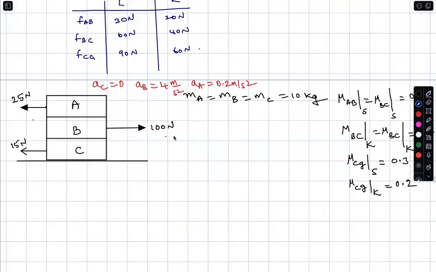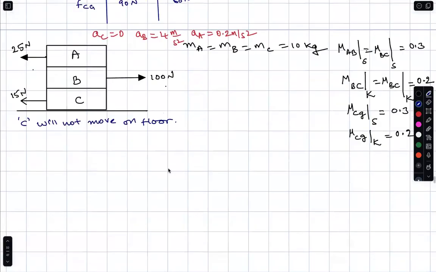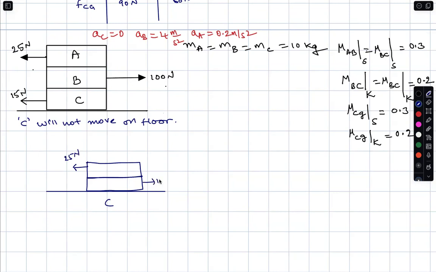So therefore, in this case, C will not move on the floor. That's all. So my problem is, now the floor is C, because C is not moving. Now it is becoming a 2-block problem. What is a 2-block problem? The force is 25 newtons here, and the force is 100 newtons here.